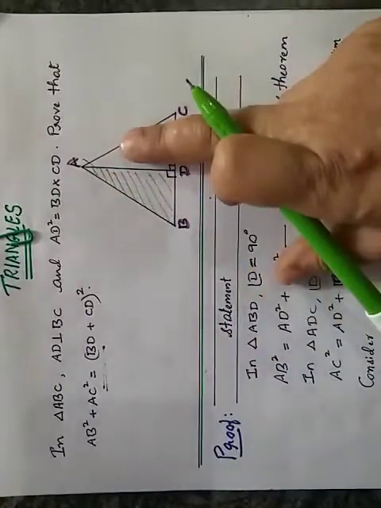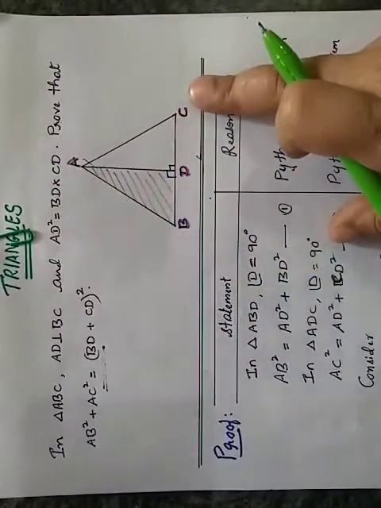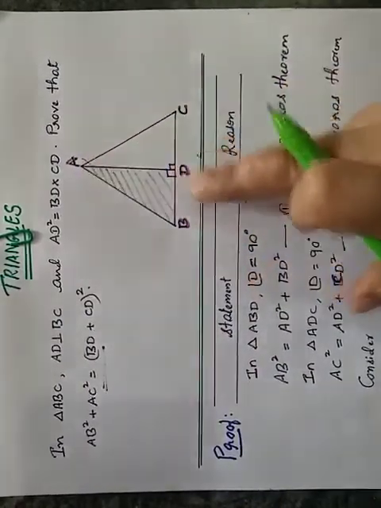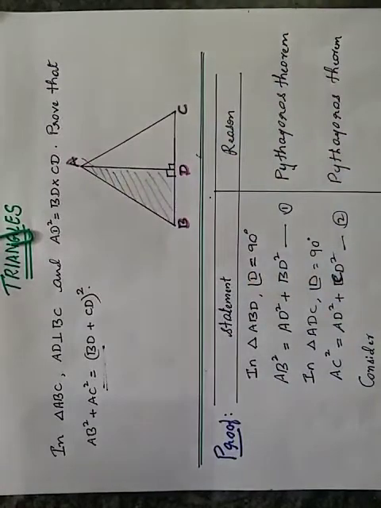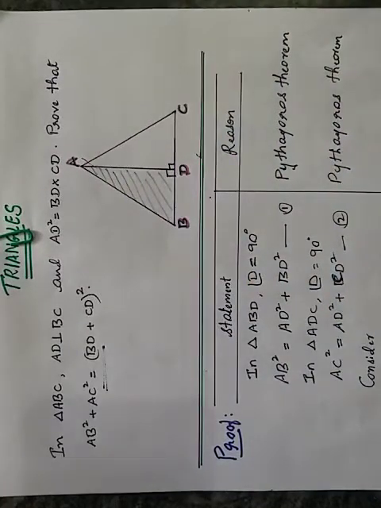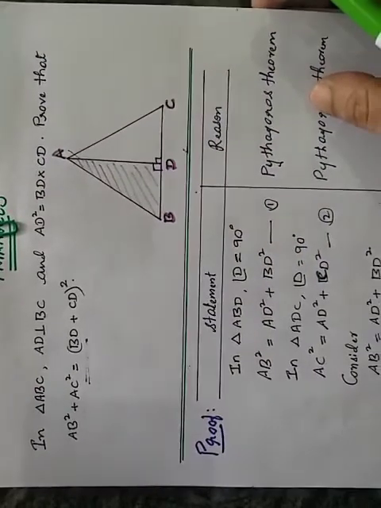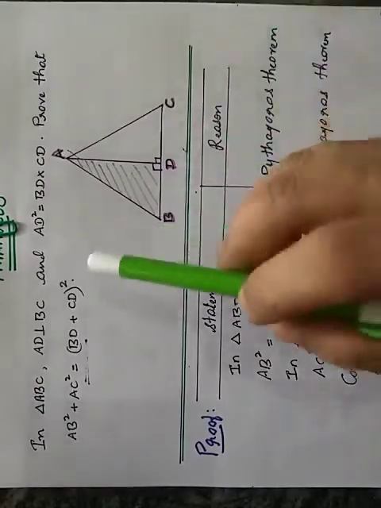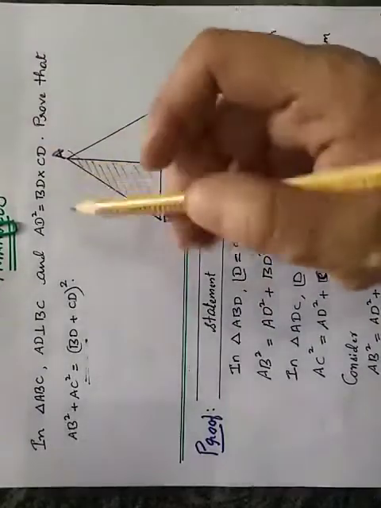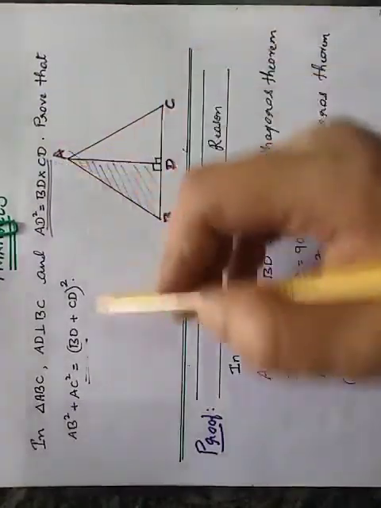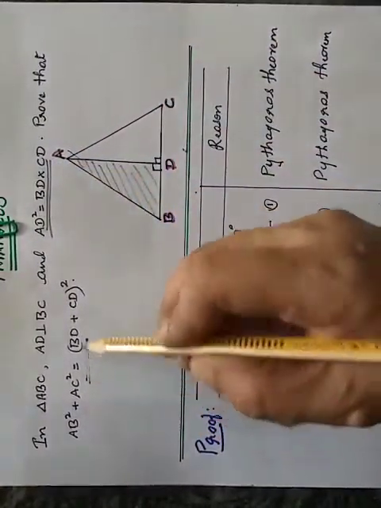This is the figure. AD is perpendicular to BC, they have given. When you draw the perpendicular to the base of a triangle, you will get two right triangles. One I have shaded, another one I haven't shaded. Now, this is the given condition, and this has to be proved.